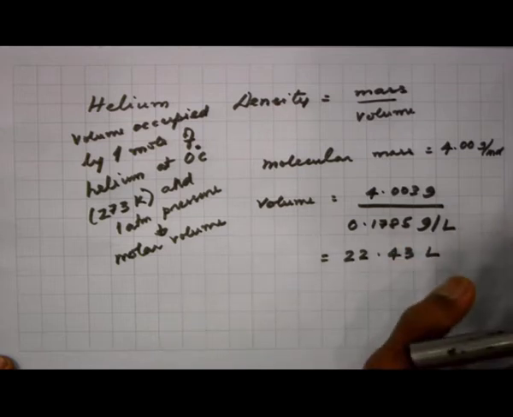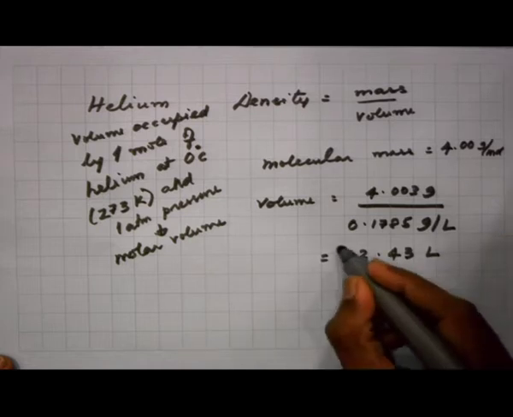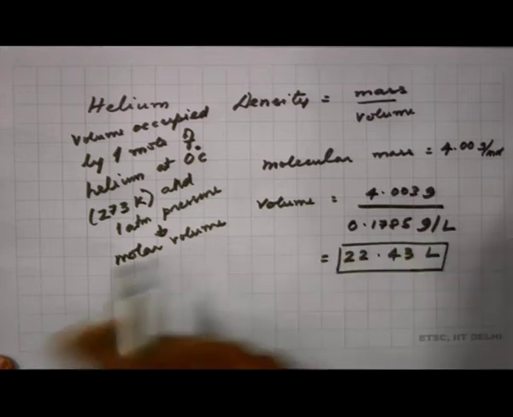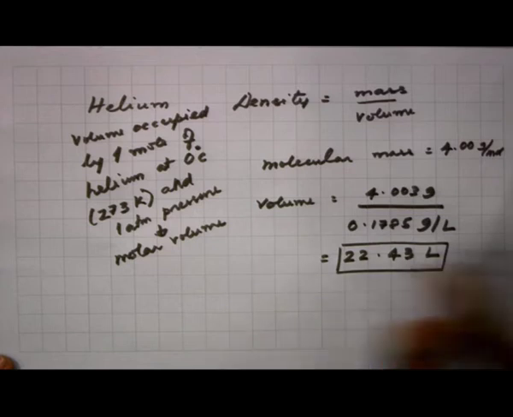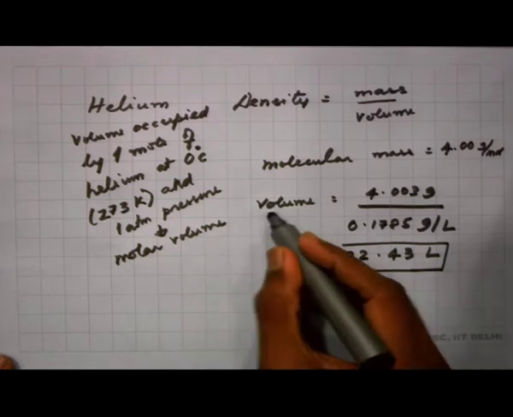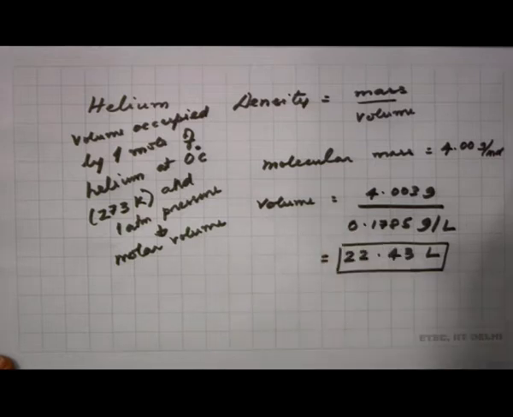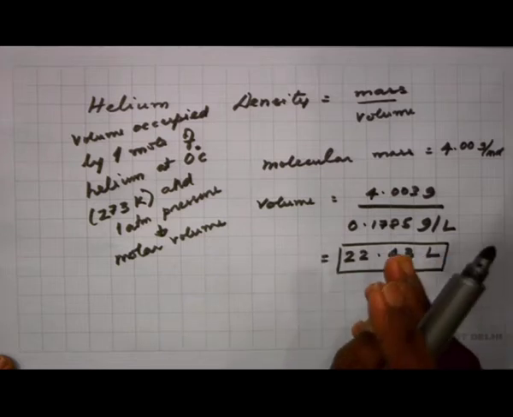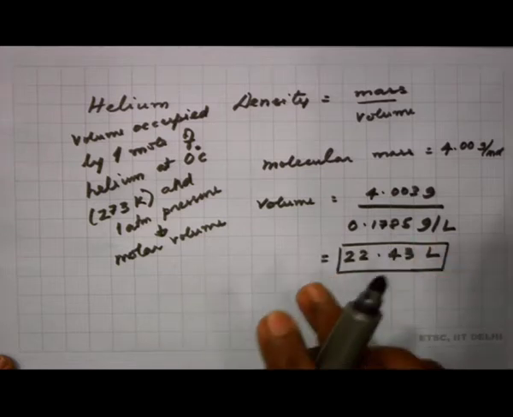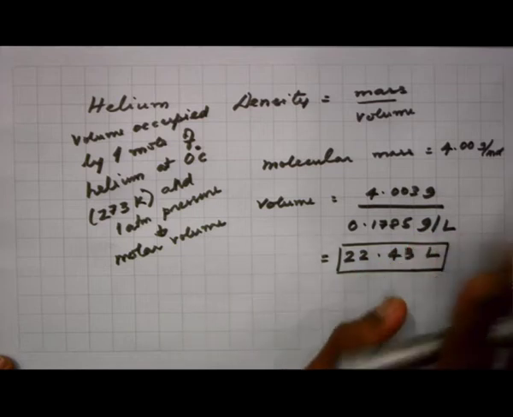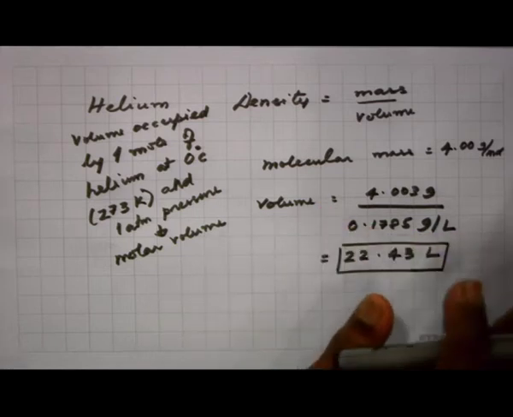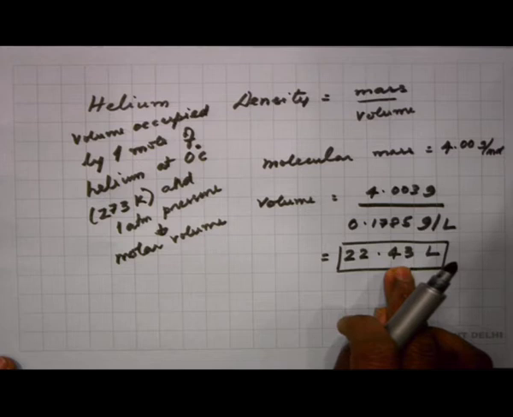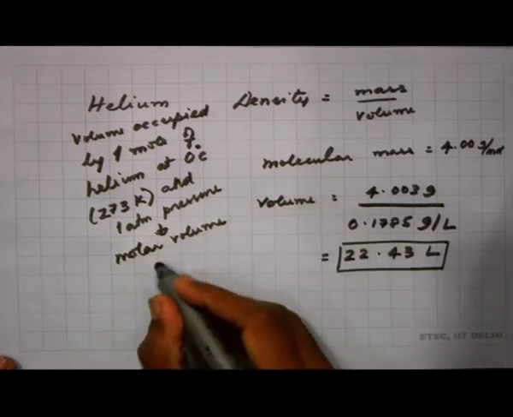You will notice that I am not using SI units, and there is a reason for this. This is because many of these numbers are familiar to people. So, it is a good idea to do this in liters, but if you wish to convert it into SI units, you could do this straightforwardly. So, what we are saying is that the molar volume at 273 Kelvin and 1 atm pressure, which in the old days used to be called STP, but is no longer used anymore. So, at the old STP, the molar volume of helium is 22.43 liters.